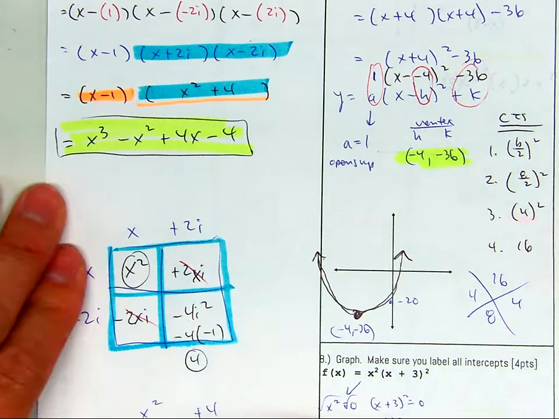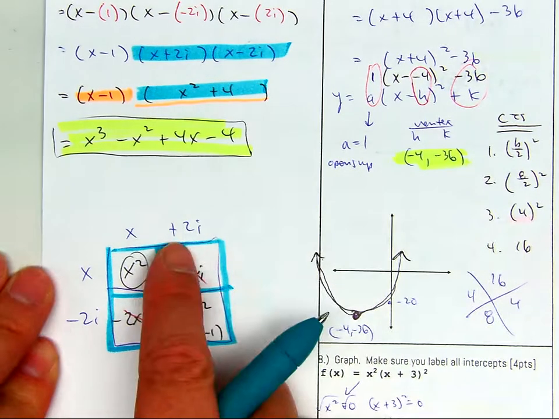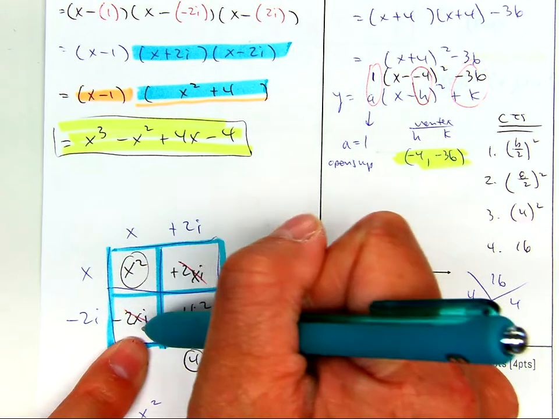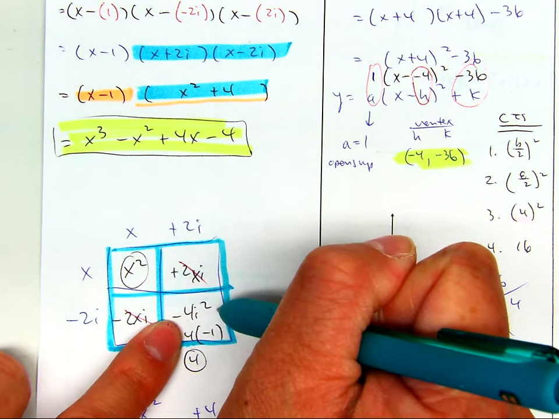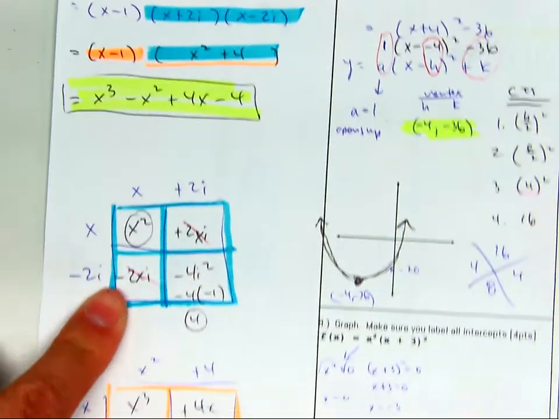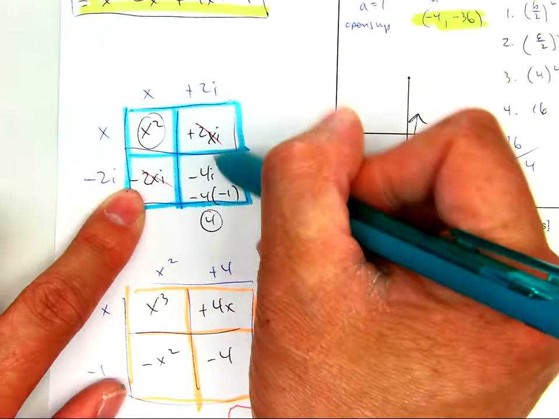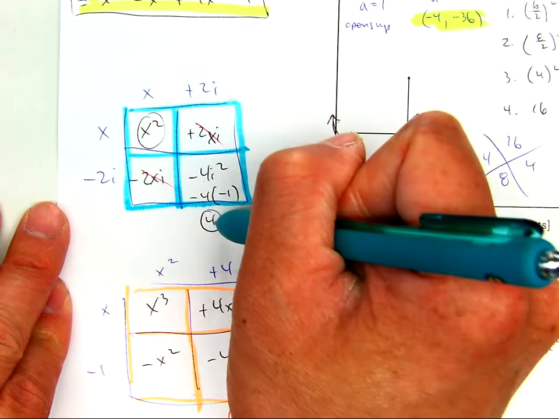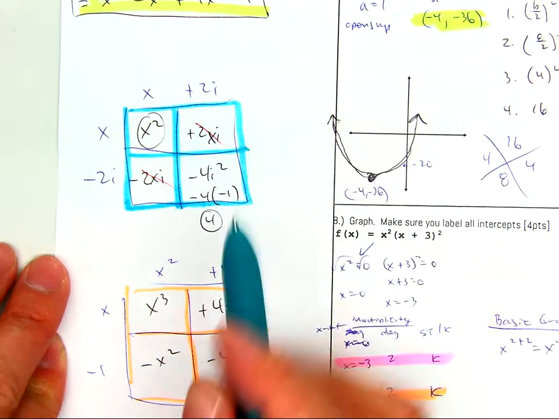x plus 2i times x minus 2i: x squared, 2xi, negative 2xi, and negative 4i squared. These are opposites, so those will cancel, and you're left with negative 4i squared. i squared is equal to negative 1, so negative 4 times negative 1 is positive 4. x squared plus 4 is your answer for the blue one.